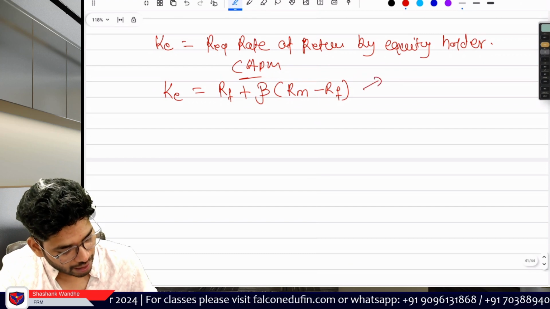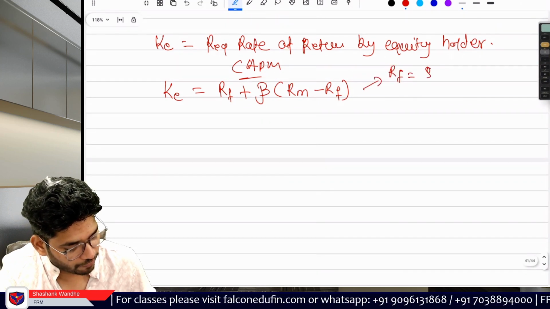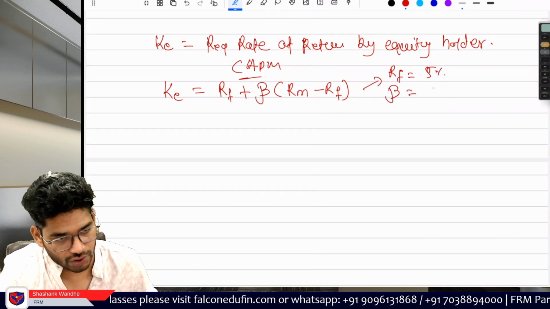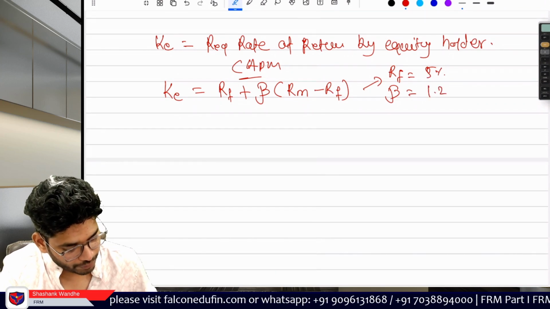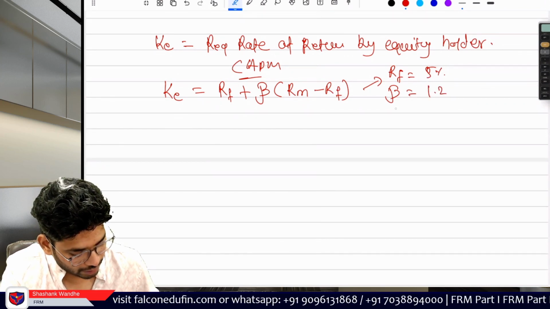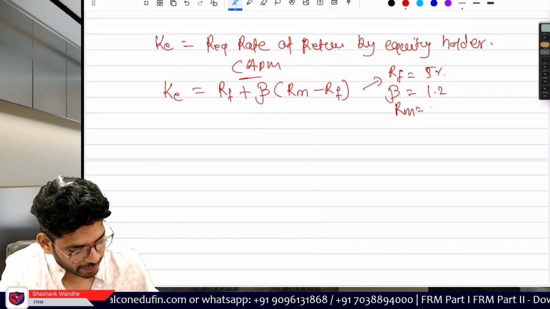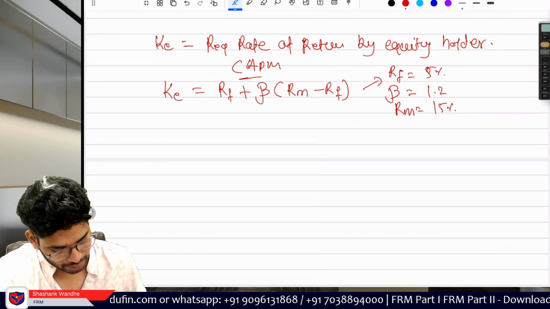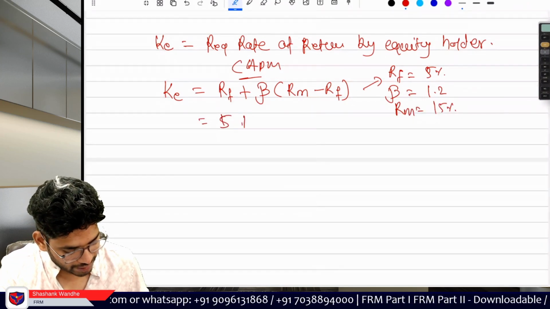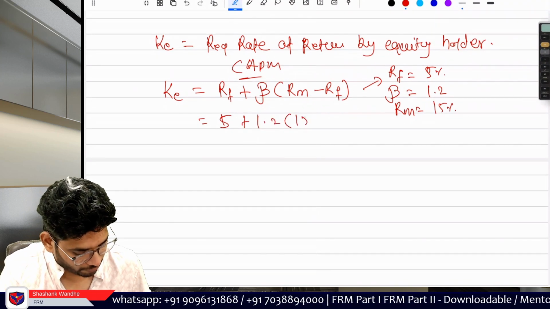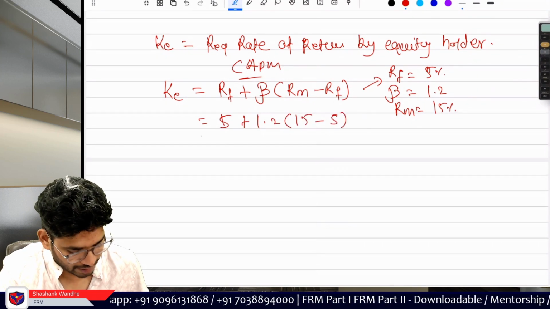So let's see the example. RF, the risk-free rate, is equal to 5%, the beta of this stock is equal to 1.2, and RM, the expected market return, is 15%. So 5 plus 1.2, which is the beta, times 15 minus 5. Simply solve this.